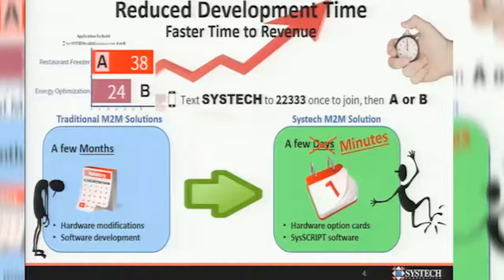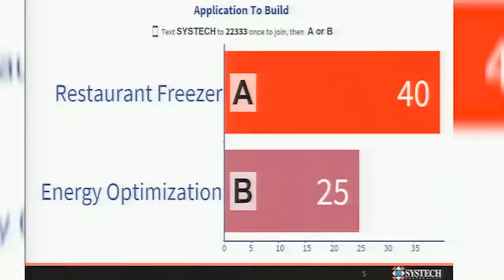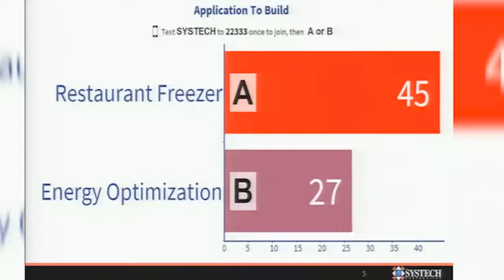So it looks like, so far, most of the votes are for the freezer application, which is actually pretty darn interesting. So I think, Yassi, what do you think? We'll go with that one? All right, so you selected. We're going to go for the restaurant freezer application.